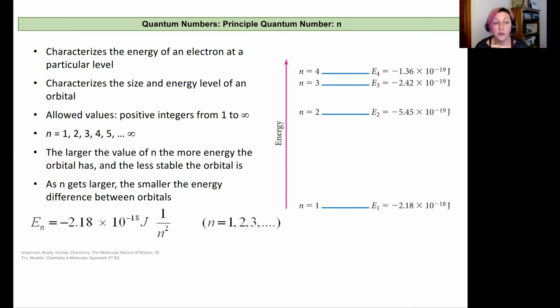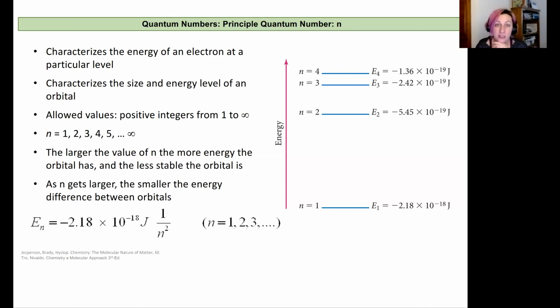And so the larger the value of n, the more energy the orbital has, and the less stable it is. And that's because it's further away from the nucleus and it's operating at a higher energy level. Also, we see that as n gets larger, the difference between our energy levels, like between energy level 10 and 11, will be much smaller than the difference between energy level n equals 1 versus n equals 2.